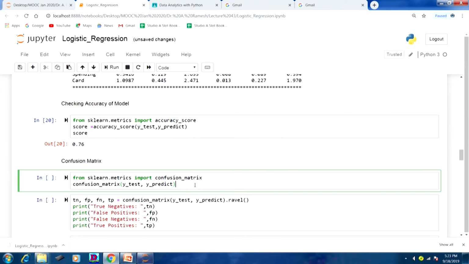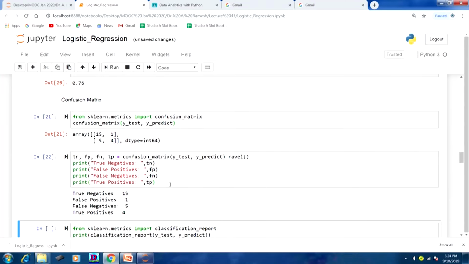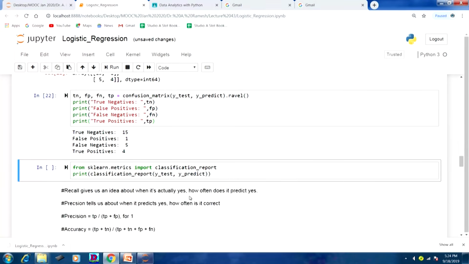Next, we can go for constructing a confusion matrix. For that, you have to import a new library called confusion_matrix. When you run this, you get this confusion matrix. Here the default value of 0.5 is taken. So, this 15 says the true negative, the 4 says true positive, the 1 is false positive, and the 5 is false negative. So, in our data set, true negative is 15, false positive is 1, false negative is 5, true positive is 4.